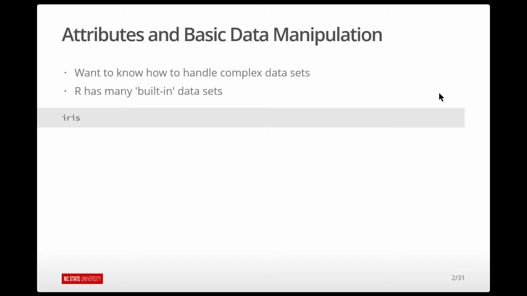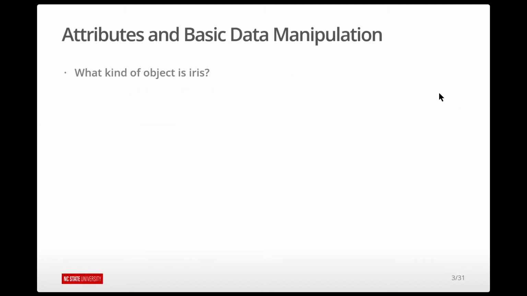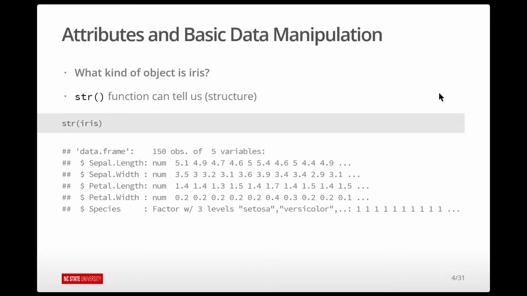And so let's just start with one that we already have in our background. So there's this iris data set. If you just go to your console, type in iris and hit return, you're going to see a data set. Okay? And so what kind of object is that, iris? Well, we saw this str or structure function earlier that will help us identify the different attributes that that object has. So if we do str of iris, we're going to see that this thing is a data frame. There's 150 observations, which represents rows, and 5 variables, which represents columns.